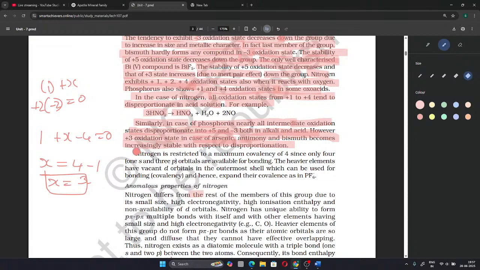So nitrogen is restricted to maximum covalency of 4 since only 4 orbitals, the 1s and 3p orbitals, are available for bonding. The heavier elements have vacant d orbitals in the outermost shell which can be used for bonding and hence expand their covalence, as in PF6.